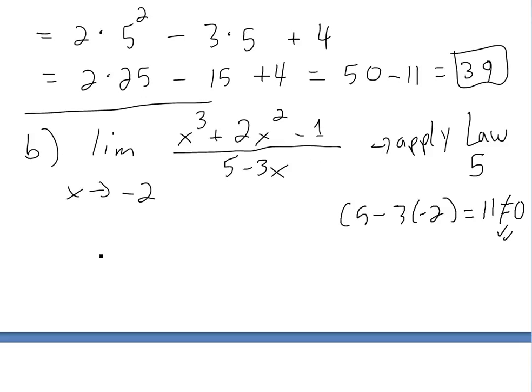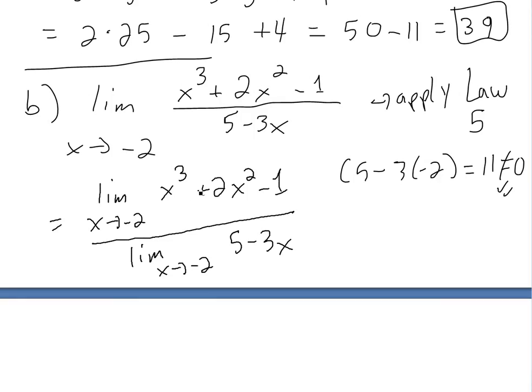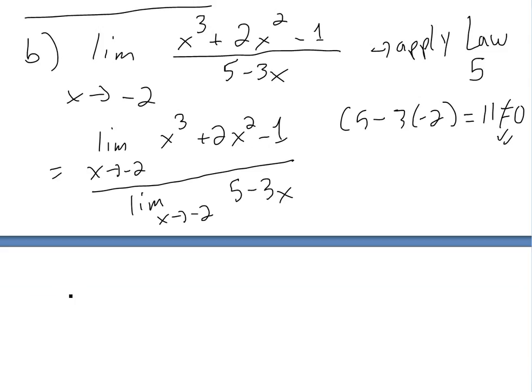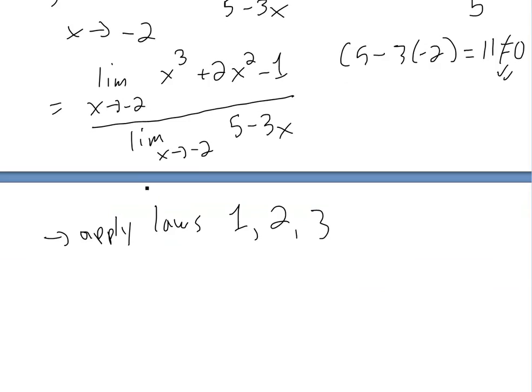So we could apply the quotient rule here, and this is going to equal the limit of the top divided by the limit of the bottom. Now we could do something similar to what we did in part A, and use laws 1 and 2, and also law 3, on the top and bottom separately, so we can separate these into differences and sums, and take the constant multiple out. So we could apply that.